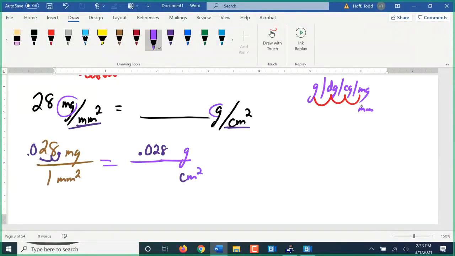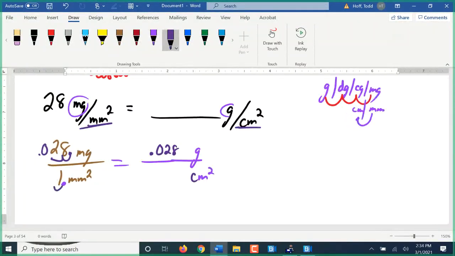Millimeters to centimeters. 1 spot to the left on the chart. But since it's squared, we've got to go 2 decimal places for every spot on the chart. So starting there, we go 1, and we add a 0 to go 2. That's 0.01 centimeters squared. And when we divide that out, it gives us 2.8 grams per centimeter squared.